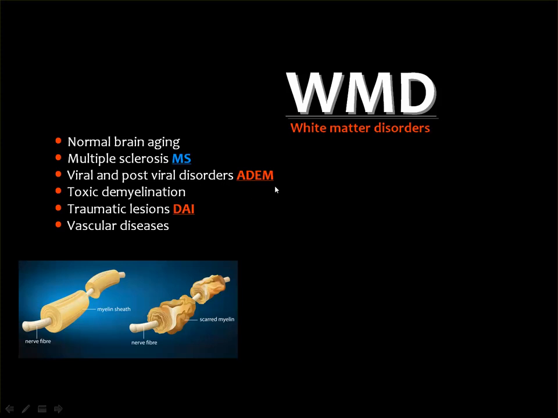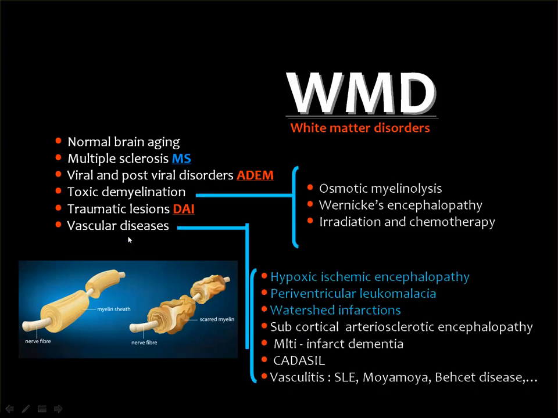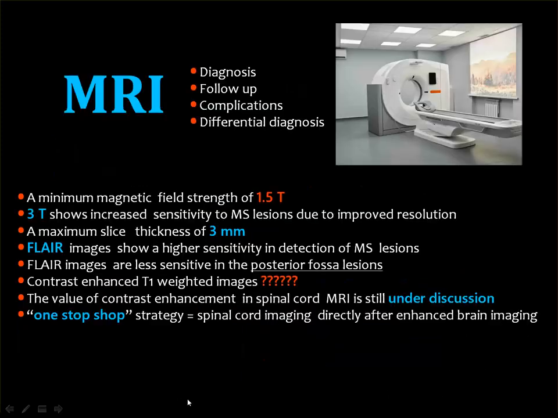and post-viral disorders, including the acute demyelinating encephalomyelitis, toxic demyelination, traumatic lesions, and the vascular lesions, including the hypoxic ischemic encephalopathy, the periventricular leukomalacia, the watershed infarction. These lesions will be discussed in the pediatric cerebrovascular stroke. Then we'll discuss the subcortical arteriosclerotic encephalopathy, the multi-infarct dementia, the CADASIL, and the vasculitis-related white matter changes.